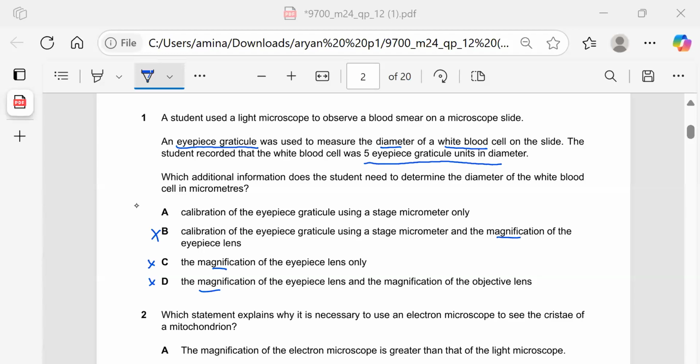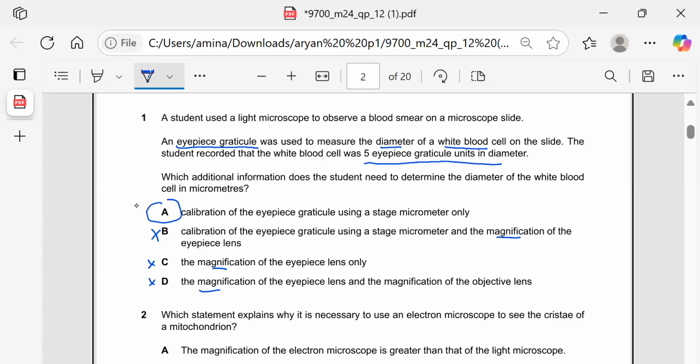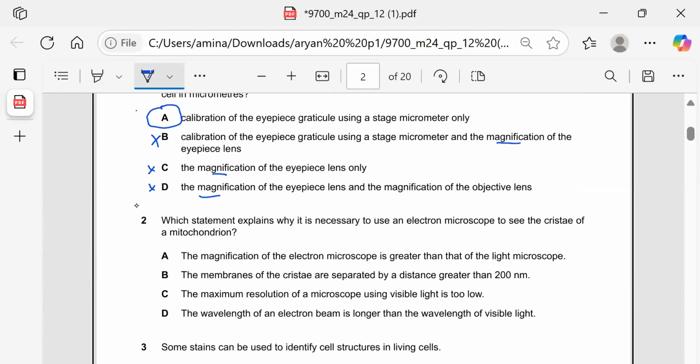So when I go over here, the first thing I need to do is ask what additional information I need. My answer is going to be calibration of the eyepiece graticule using a stage micrometer. I'm going further ahead with the next question.